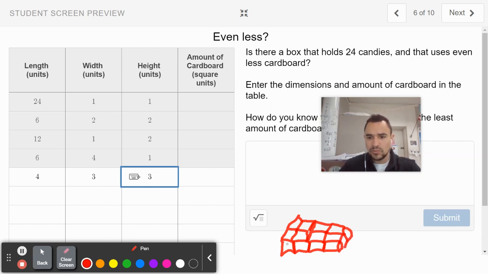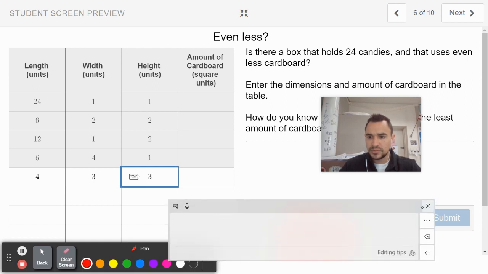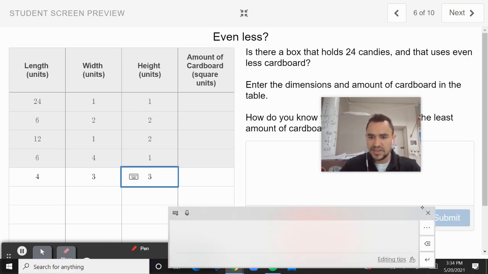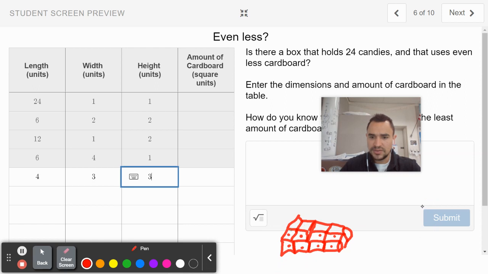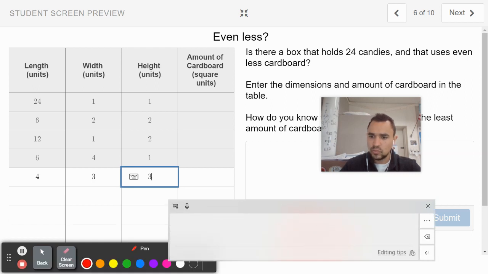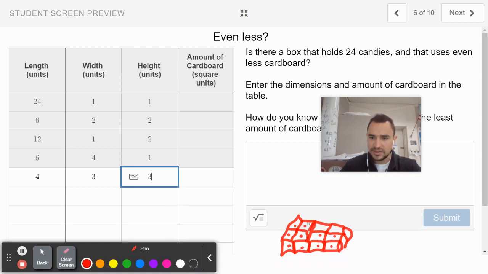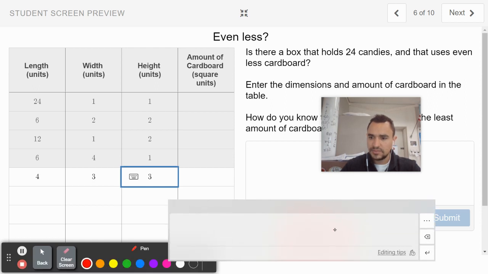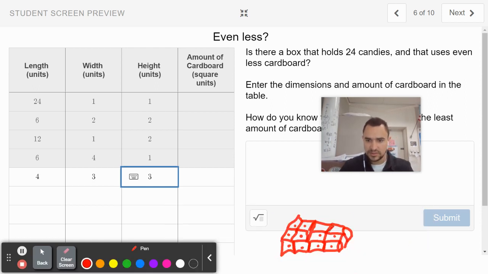So let's see how many I have. I have 1, 2, 3, 4, 5, 6, 7, 8, 9, 10, 11. I don't know what's going on with my pen, but this is annoying. 9, 10, 11, 12, 13. No, it's only 12. Oh, my height is 3. So this is the flat one. Let me go back, this will be better.